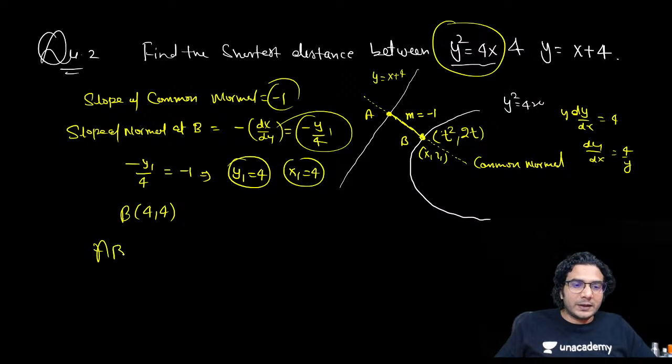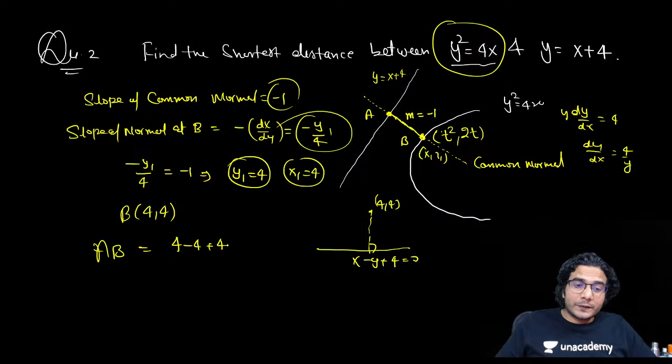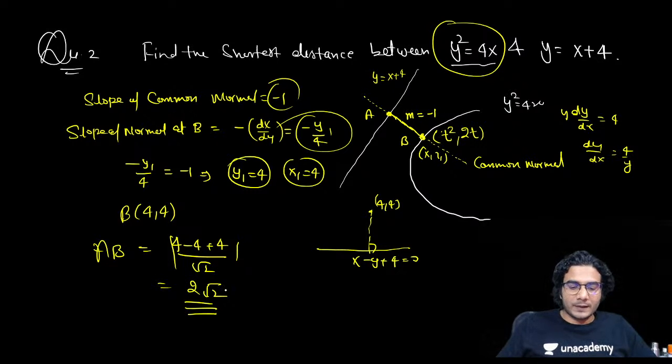So AB is basically the perpendicular distance. Now it's a simple question. There's a line x minus y plus 4 is equal to 0. This is a point 4 comma 4, and you need this perpendicular distance, right? So distance of a point from a line: 4 minus 4 plus 4 divided by root 2. So it is 4 by root 2, that is 2 root 2. So 2 root 2 is your answer. I hope you understood the process.